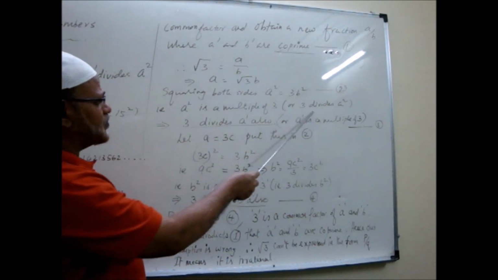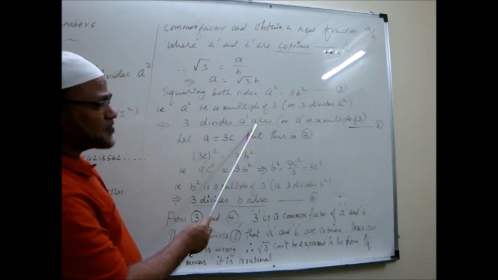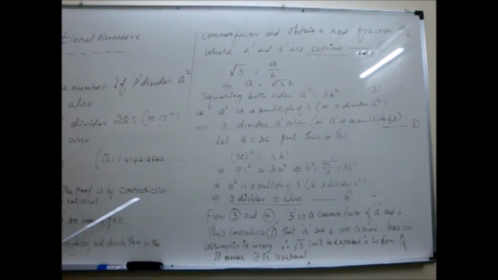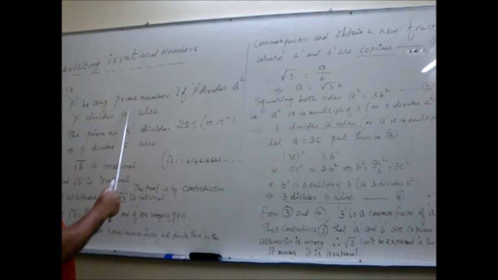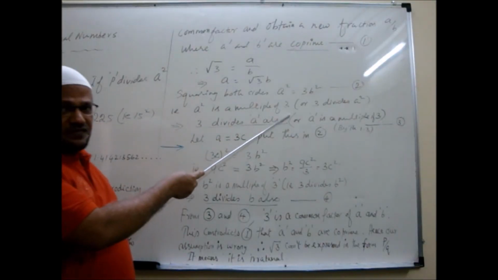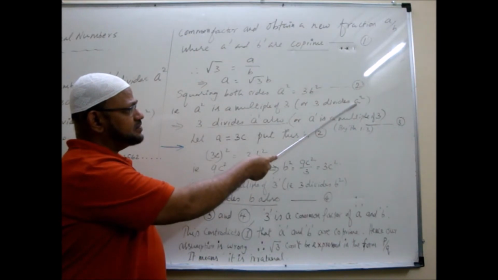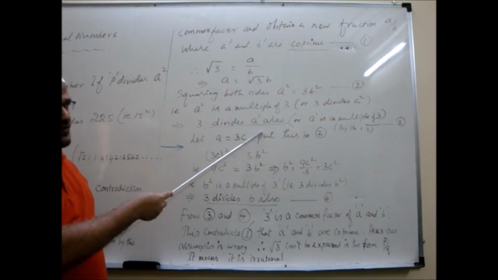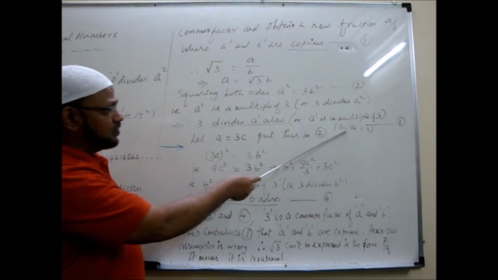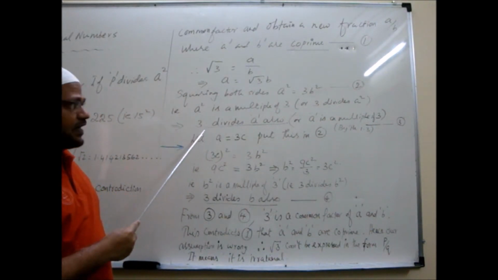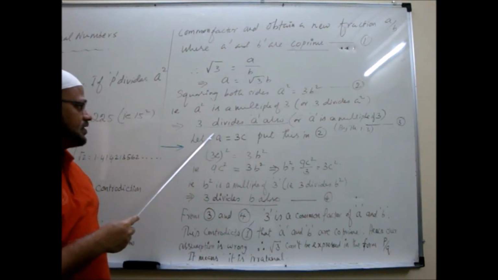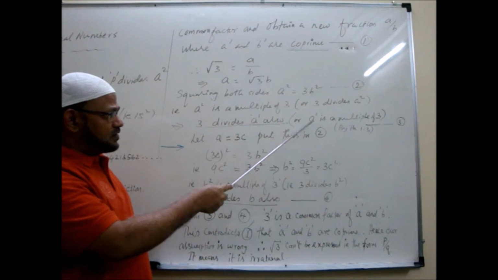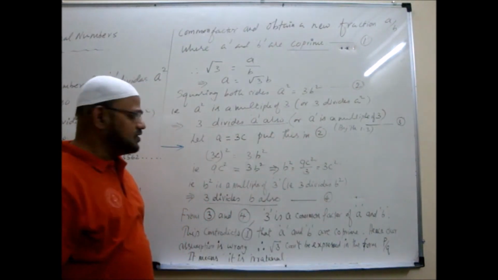3 divides a square means 3 divides a also. Where have we heard about it? This is Theorem 1.3: if p divides a square, then p divides a also. A prime number that divides the square of something will divide the number itself. Like that, 3 divides a square means 3 divides a also. In other words, a is a multiple of 3.